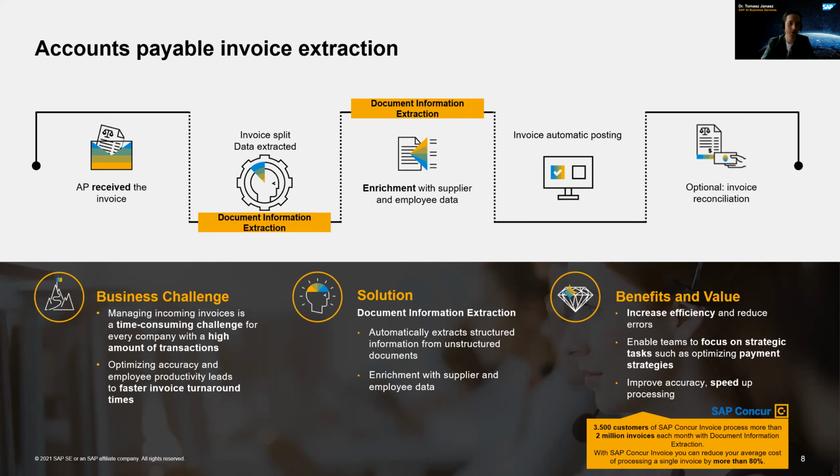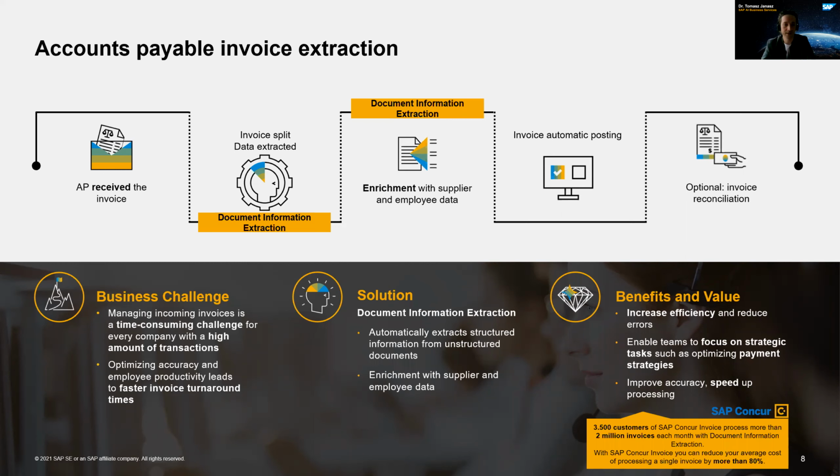So the optimized process flow could look as follows. An accounts payable clerk receives an invoice. The invoice is then split and data automatically extracted. The enrichment with supplier and employee data from the corresponding master data records takes place automatically by the system. The invoice is then posted into the system of record. And finally, the clerk can proceed with the subsequent reconciliation process.